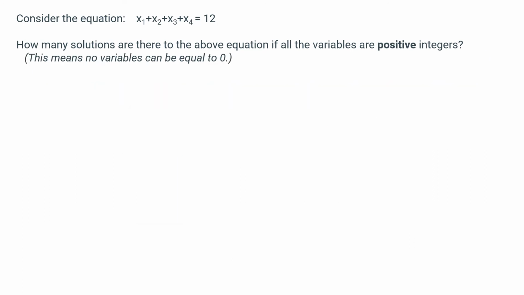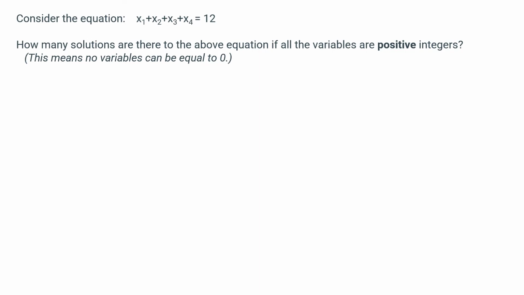Now this is going to be a little different, and it's really important when you see a problem like this in zyBooks or on the test, that you make sure you notice what they're saying. Here it says, how many solutions are there to the above equation if all the variables are positive integers. So positive is different than non-negative, because positive means we can't have any of them being 0. So it needs to be 1 up through.